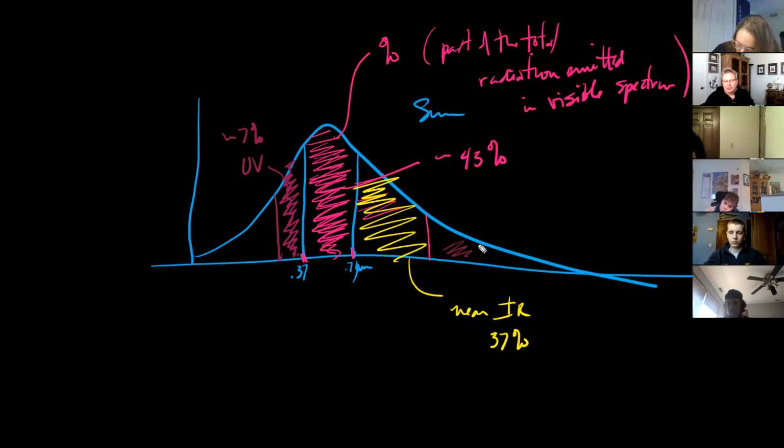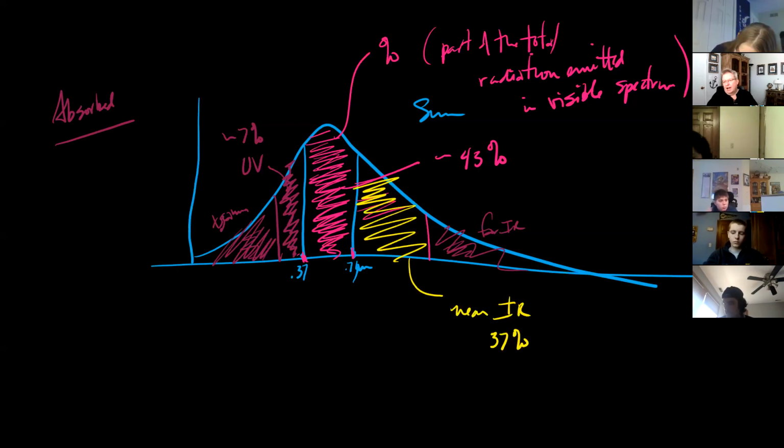That leaves some out here in the far infrared and over here in the X-rays and gamma rays. Little bits. But what happens to most of the X-rays and most of the long waves, especially the short waves? They're absorbed by gases, aren't they?